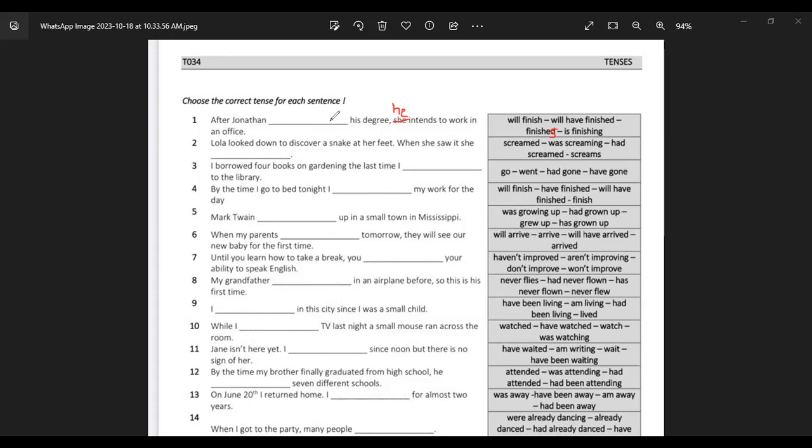After Jonathan will finish his degree, he intends to work in an office. After Jonathan will have finished his degree, he intends to work in an office. After Jonathan finishes his degree, he intends to work in an office. After Jonathan is finishing his degree, he intends to work in an office. What is the correct tense here?